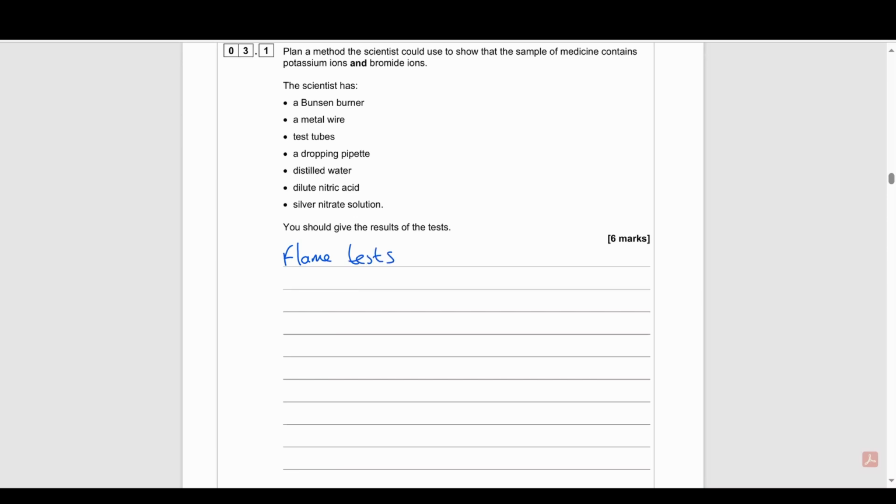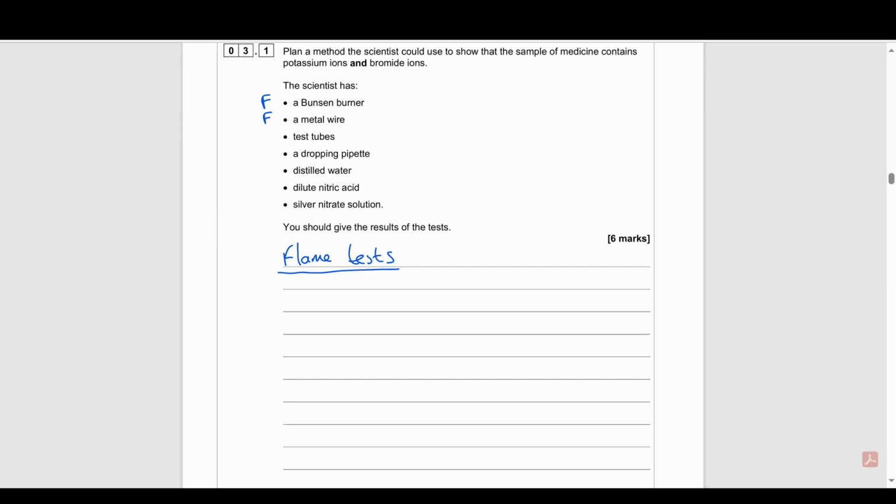So we need to remind ourselves now what pieces of equipment will be used in this flame test. Well, let's put an F next to each piece of equipment that will be used, and then we know that the rest will be used to test for the bromide ions. So flame will require a Bunsen burner, a metal wire. So we need to use those pieces of equipment when we're testing for cations, because that's what flame tests are for.